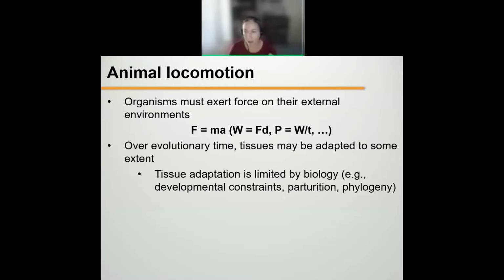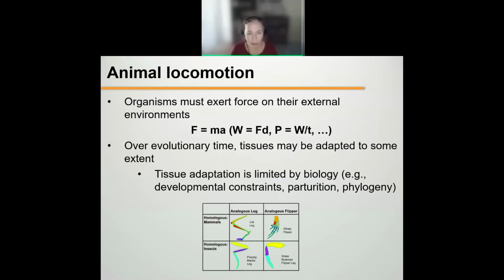Tissue adaptation is still limited by biology, so we can engineer a fantastic system with none of these limitations. But in biological systems, we are limited to developmental constraints, phylogenetic inherited characteristics, parturition or birth. We can't have bigger heads because we would wreck mom's pelvis, that sort of thing. So in biology, we have these amazing systems where we have analogous functions, that is, something to move for locomotion, and it is derived from homologous parts.